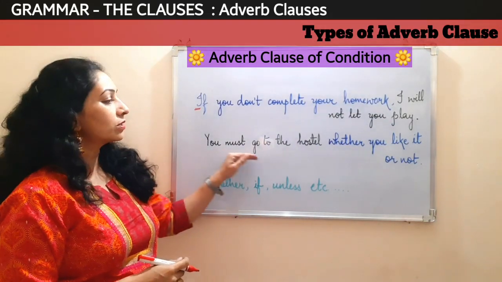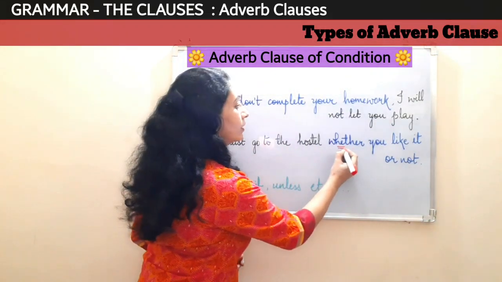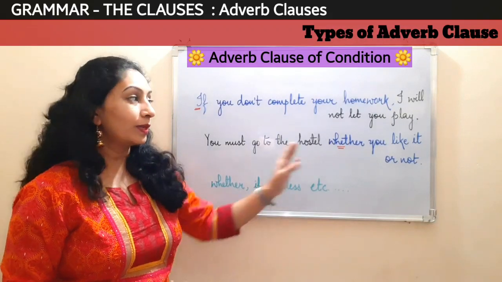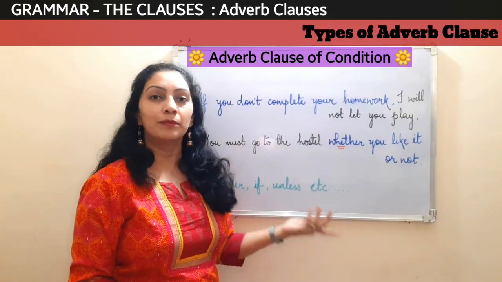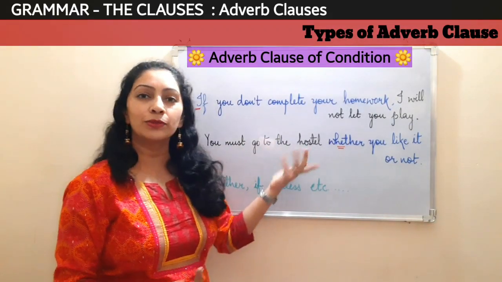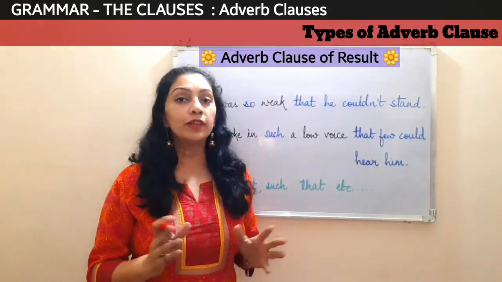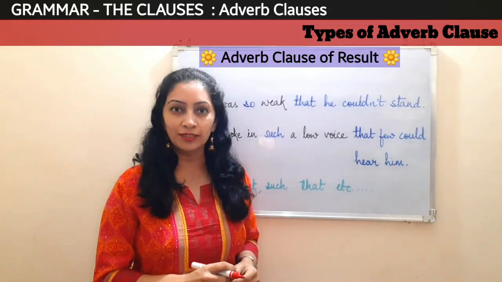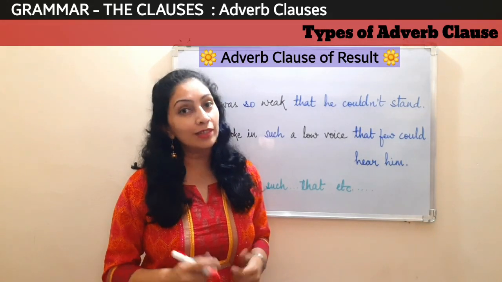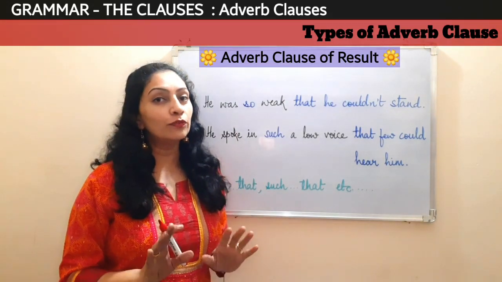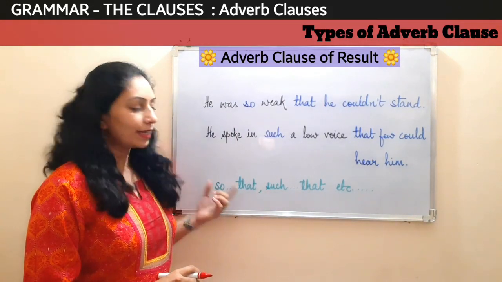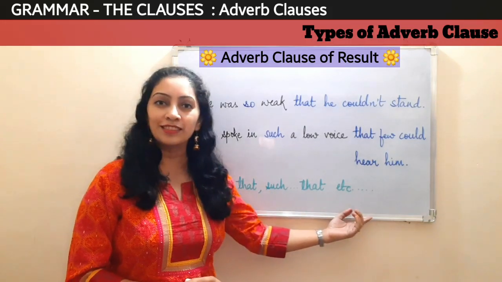Next one, you must go to the hostel whether you like it or not. So whether you like it or not is a condition. But what is the result here? You have to go to the hostel. If there is an adverb clause of condition, then there has to be an adverb clause of result as well. And for those kind of clauses, we use conjunctions like so that, such that, etc.